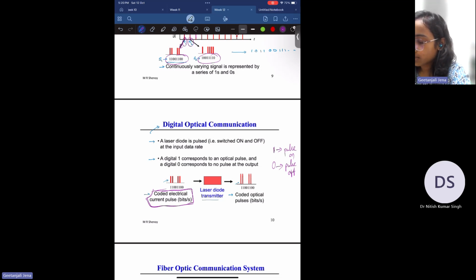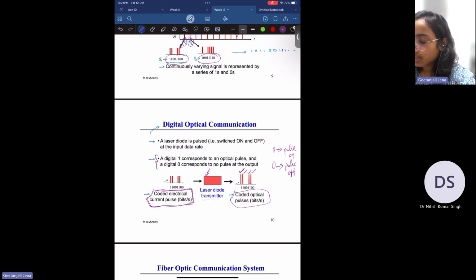Depending on the coded electrical current signal, we control the laser pumping. We continuously switch on and switch off the laser diode according to the coded electrical current signal. In the output, we have a pulsed signal which mimics the coded electrical current pulse. Here 1 means there is a pulse and 0 means there is no pulse. By this means we can convert the electrical signal to an optical pulse.